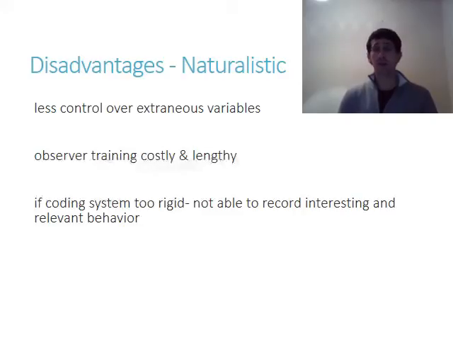And also, it depends on the coding system that the observer is using. Like most observations, if we're using a coding system, then we're going to struggle to record any interesting behaviour that goes off of that particular criteria. So something might happen that we really want to record, but it's not on our criteria, it's not in our behaviour categories, so we can't document that particular behaviour.